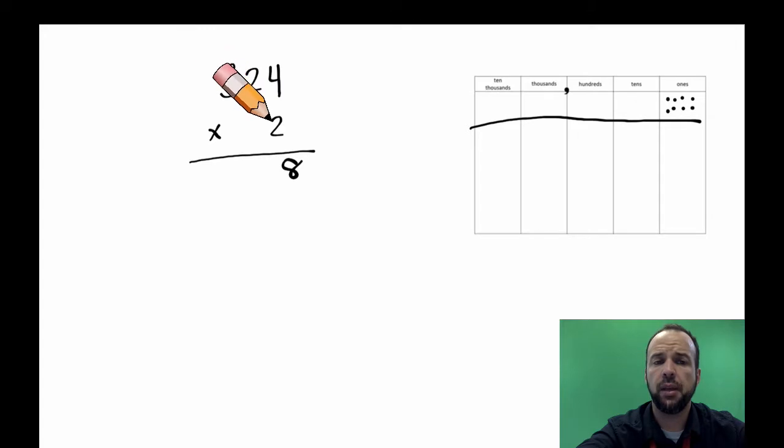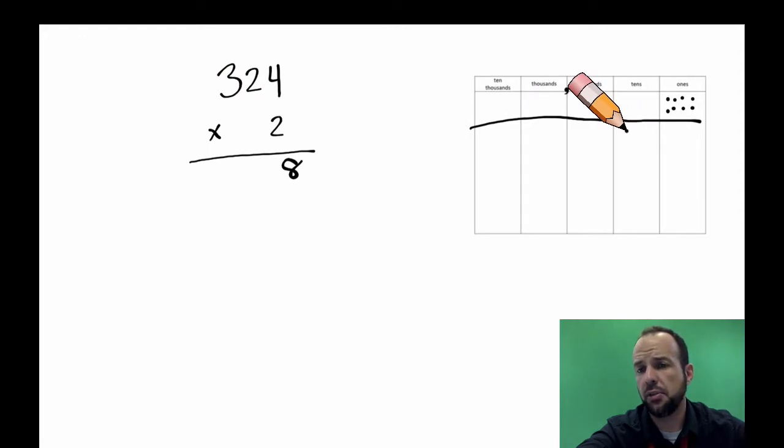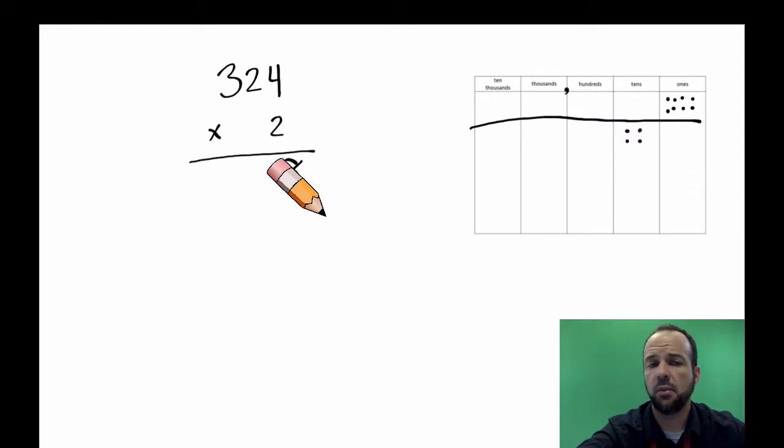We're going to do the 2. I'm going to use the value of this 2, which is 20, and do it 2 times. So 20 would be 2 tens, and then I do that 2 times, which gives me 4 tens, or 40.